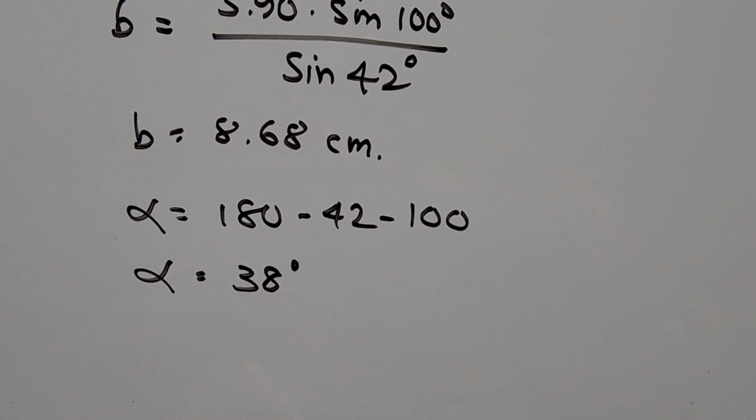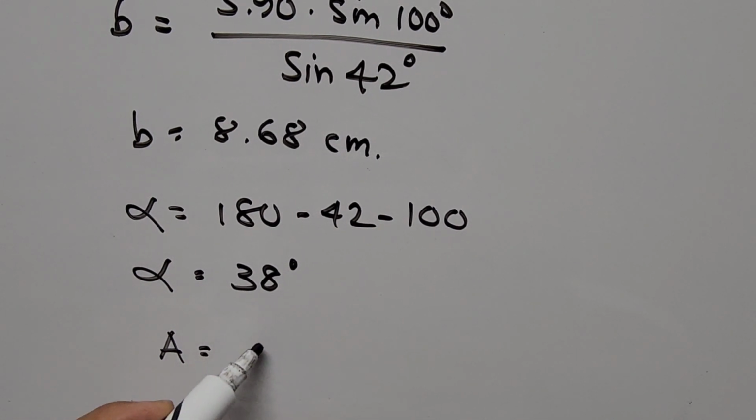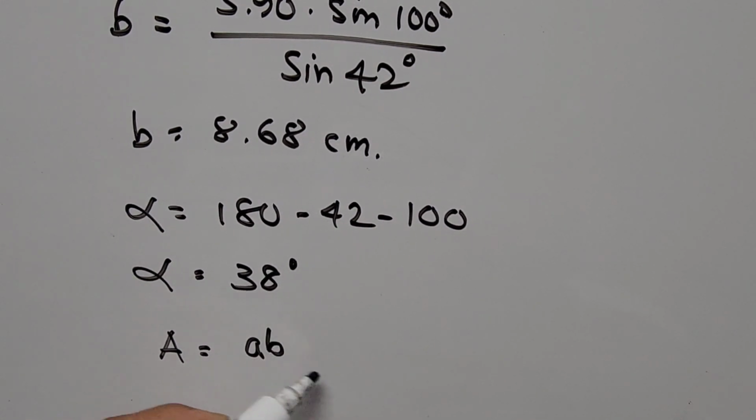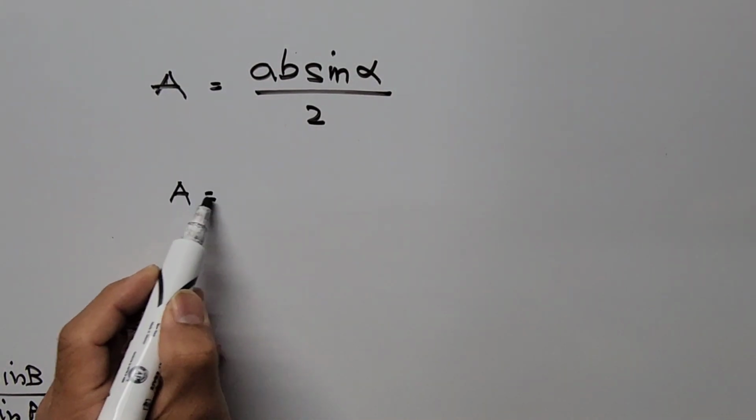So now we have two sides and one included angle. So we can now solve for the area of the triangle from the area formula. Area is equal to side A times side B times sine of the included angle, that is angle alpha, all divided by 2.